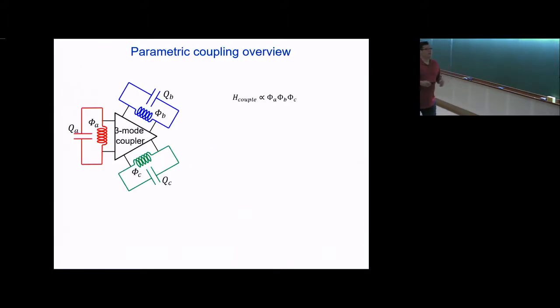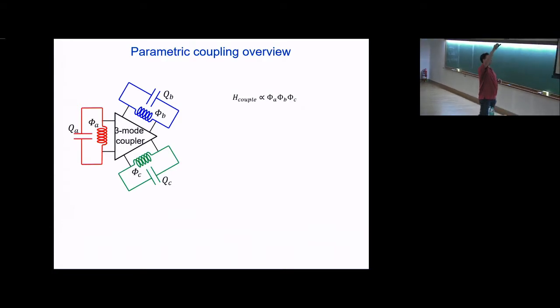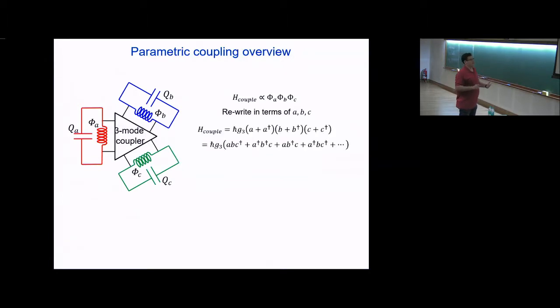So just to review quickly, the system I like to consider is 3 modes. Could be whatever kind of modes you want to build them in, harmonic oscillators. And the coupling we really favor here is some coupling term that couples the fluxes phi A, phi B, and phi C of these 3 resonators together. If I convert that to the language of raising and lowering operators, then I have some amplitude out front, and I have A plus A dagger, B plus B dagger, C plus C dagger, and I get a whole bunch of these 3-body interaction terms. They're in fact a lot more than I'm going to need today.